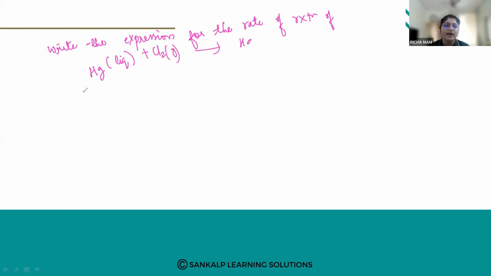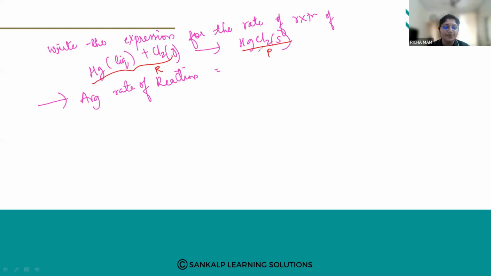Write the expression for the rate of reaction of Hg liquid plus Cl2 gas, giving you HgCl2 solid. So how will we write the average rate of the reaction? Average rate of reaction is given as what? So this is your reactant and this is your product.